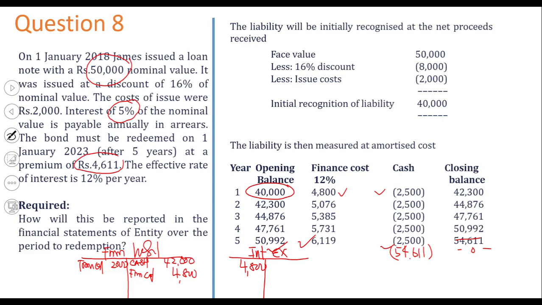Then we paid interest of 2,500. Cash book credit, this account debit 2,500. So when you take the total, first year you are getting a balance of 42,300. So this is how you want to recognize the financial liability. We want to quickly note this down.